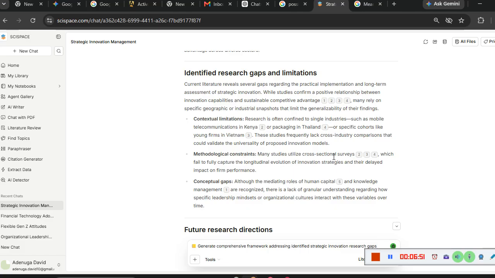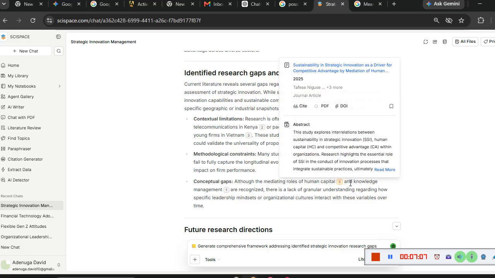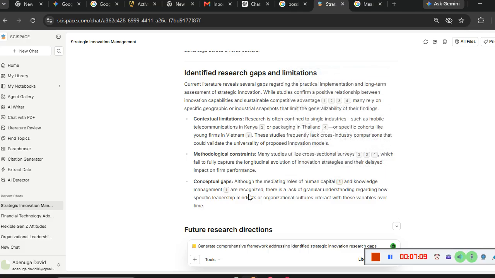Many studies utilize cross-sectional surveys, which fail to capture the longitudinal evolution of innovation strategies and their delayed impact on firm performance. So, conceptual gaps. Although the mediating roles of human capital and knowledge management are recognized, there is a lack of granular understanding regarding how specific leadership mindsets or organizational culture interact with these variables over time.